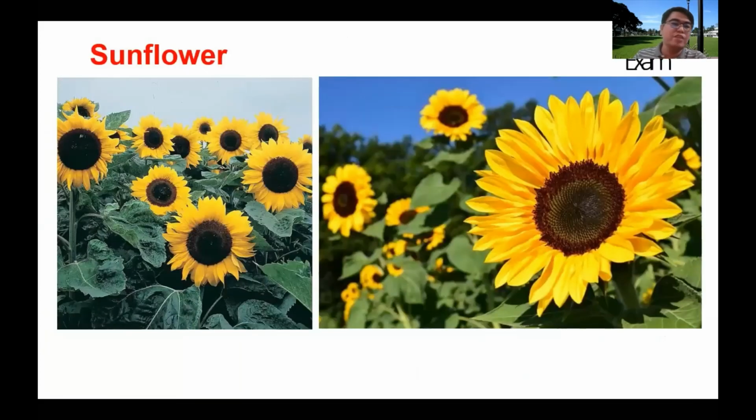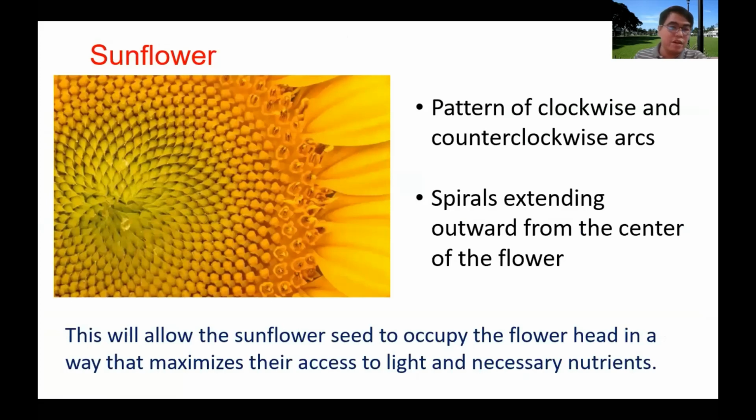Another example in nature are sunflowers. These are beautiful, beautiful sunflowers. And the patterns of the seeds in a sunflower are clockwise and counterclockwise arcs, the spirals extending outward from the center of the flower. So it is not a coincidence, but it has a purpose. This will allow the sunflower seeds to occupy the flower head in a way that maximizes their access to light and necessary nutrients. So actually this is still a packing problem.